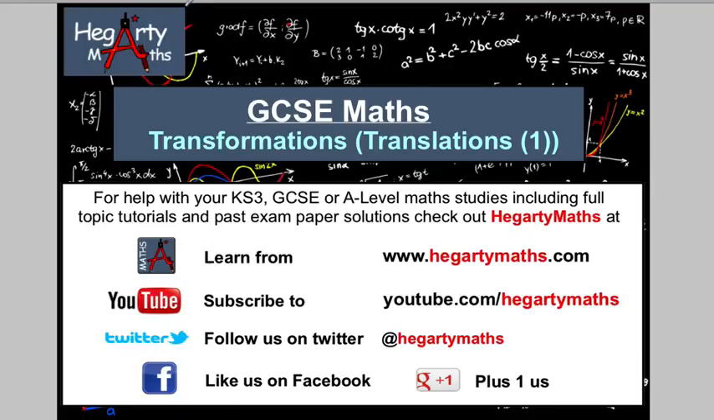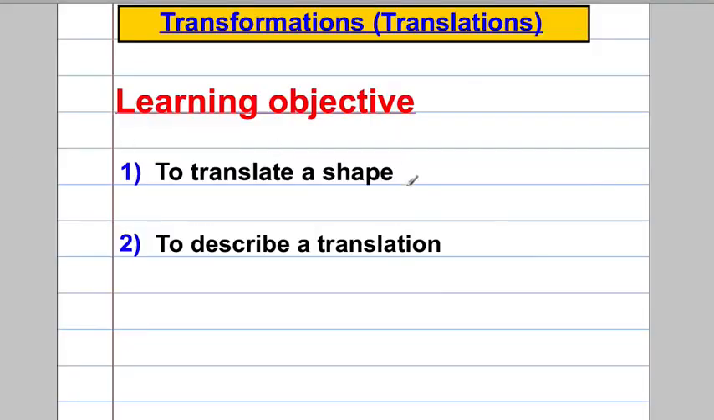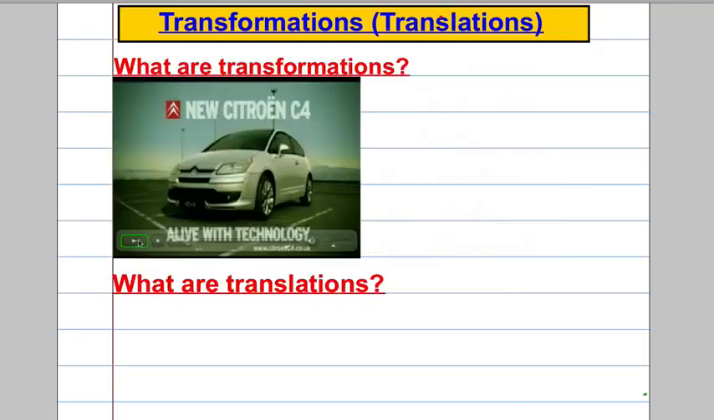It's Mr. Hegarty here, and in this video we're going to talk about translations, which are a type of transformation that we need to know. So, what we would like to be able to do is to be able to translate a shape and to be able to describe a translation that has occurred. This is what we're going to do in this video, and in the next video we're going to describe the translation. So, to remind us, what is a translation?